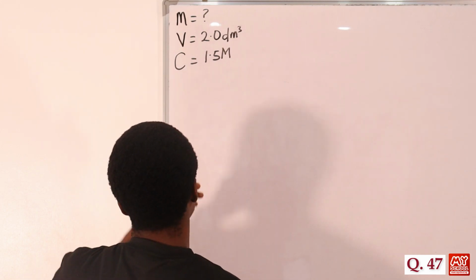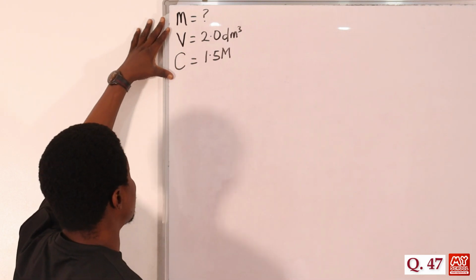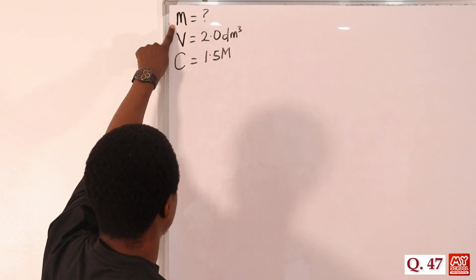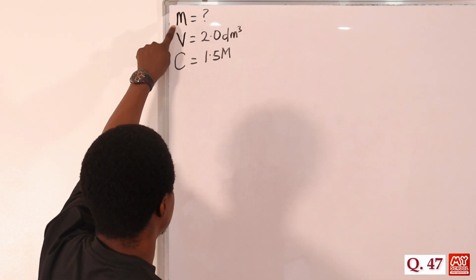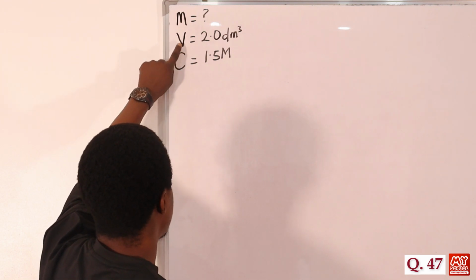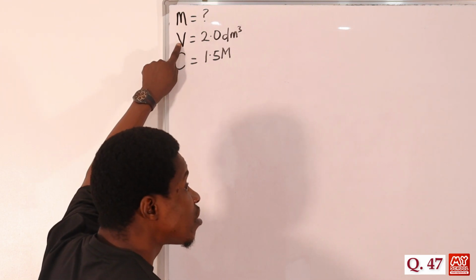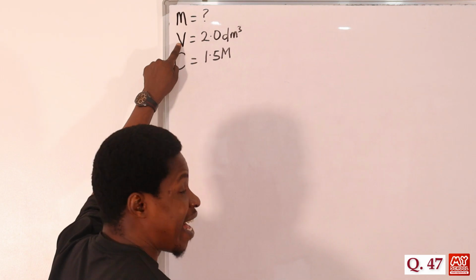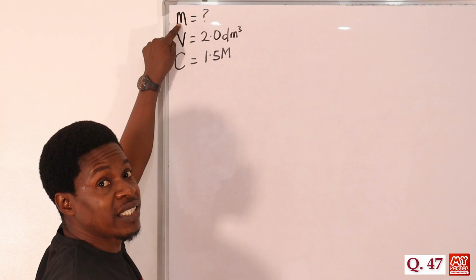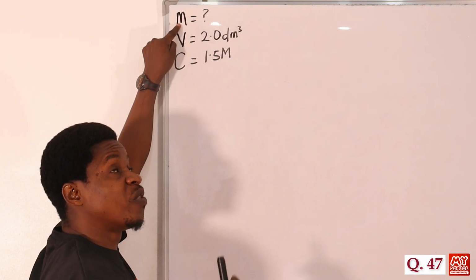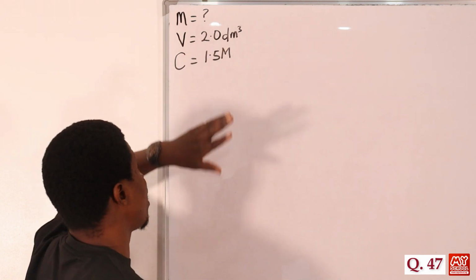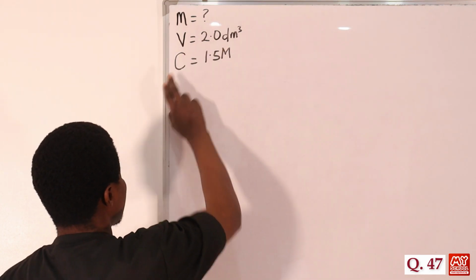Now we try to look at the relationship. We know that we are looking for mass, but there's no relationship directly between mass, volume, and concentration. But we know that concentration and volume will give us number of moles, okay? And then when we get our number of moles, we can get our mass, which means that for number of moles, we need the molar mass of that salt, which is sodium chloride.